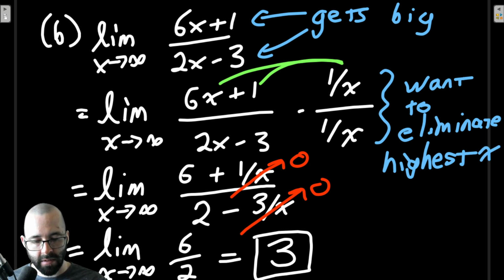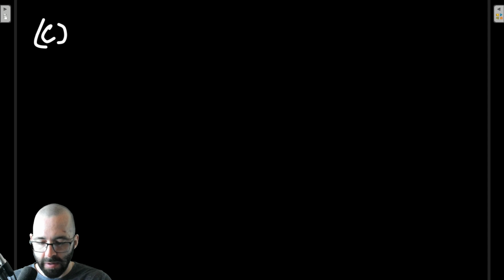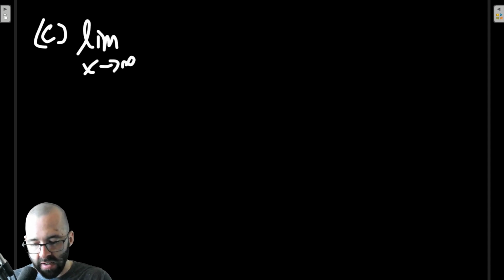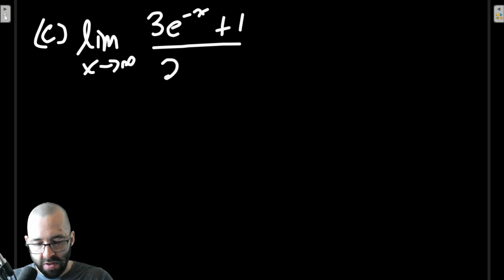Let's do one more. Show you something else that can happen here. And then if you have other questions on this, you can always ask. Part C. What is the limit as x approaches infinity of 3 times e to the negative x plus 1 over 2 times e to the negative x plus 2?